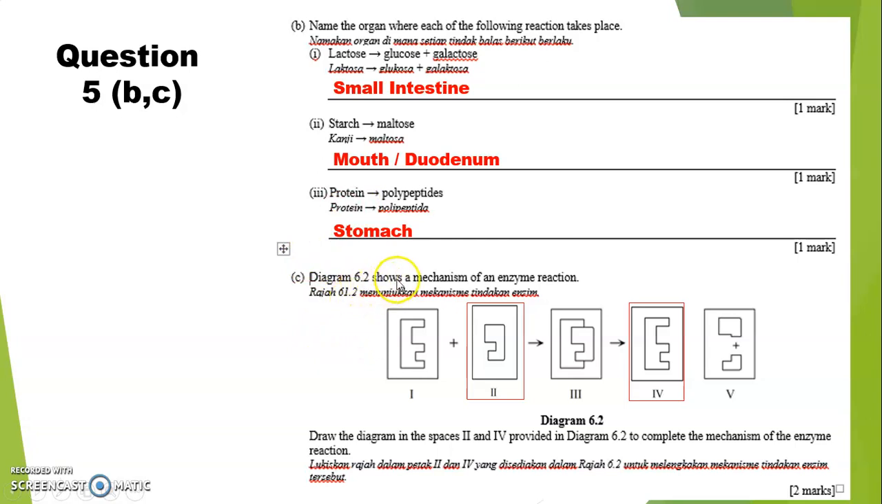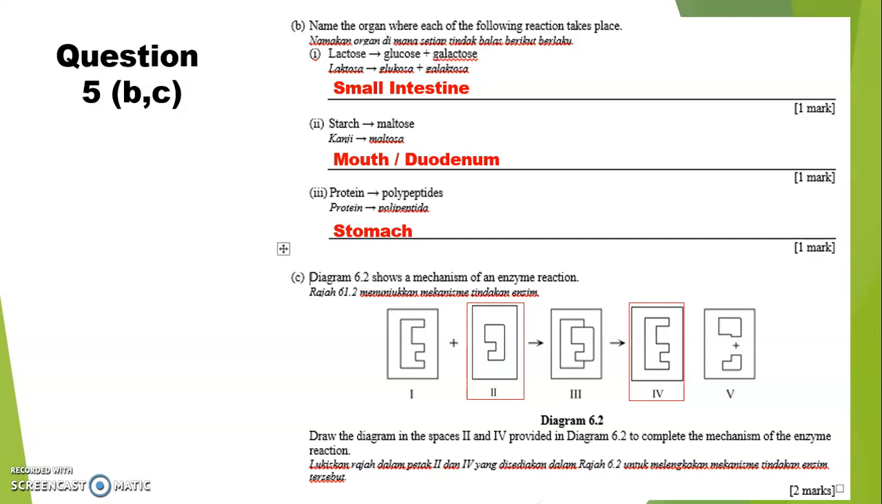Diagram 6.2 shows the mechanism of enzyme reaction. Draw the diagram in spaces 2 and 4 provided in diagram 6.2 to complete the mechanism of the enzyme reaction. When we look at the diagram, it shows the mechanism of enzyme reaction. What is this mechanism? It is the lock and key hypothesis. The lock and key hypothesis explains the mechanism of enzyme reaction.